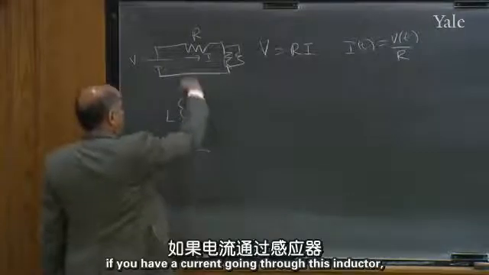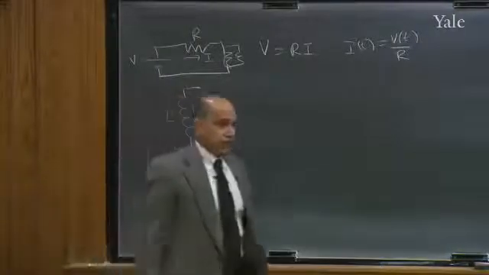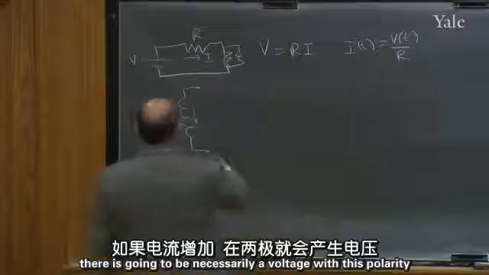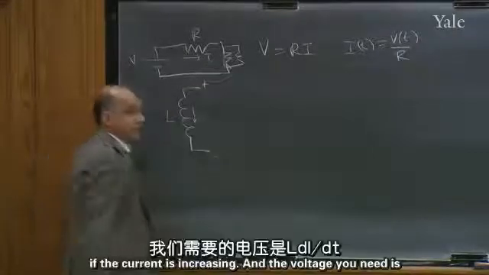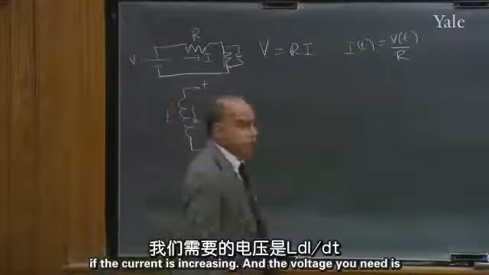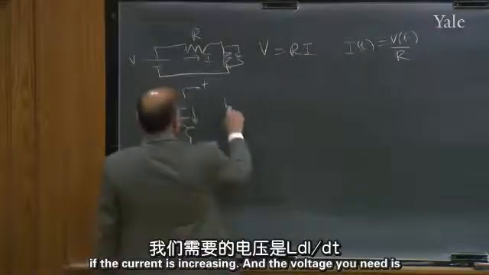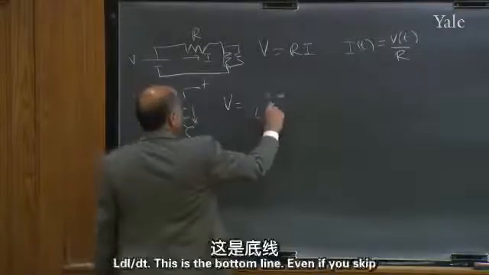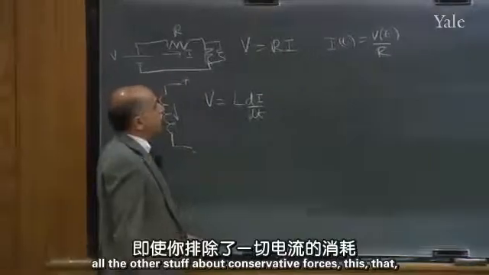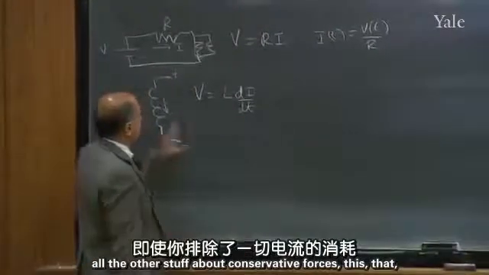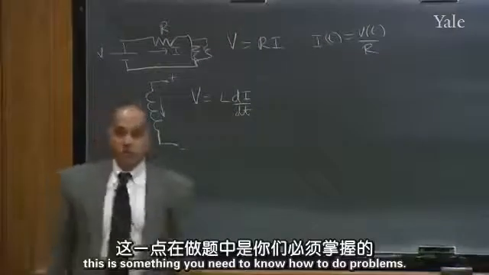If you have a current going through this inductor, there is necessarily a voltage with this polarity if the current is increasing. And the voltage you need is L di/dt. This is the bottom line. Even if you skip all the other stuff about conservative forces, this is something you need to know to do problems.